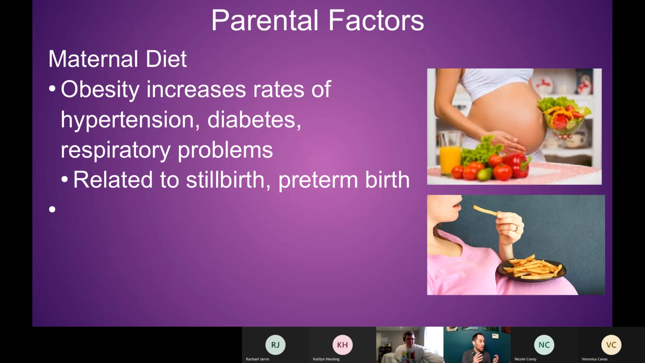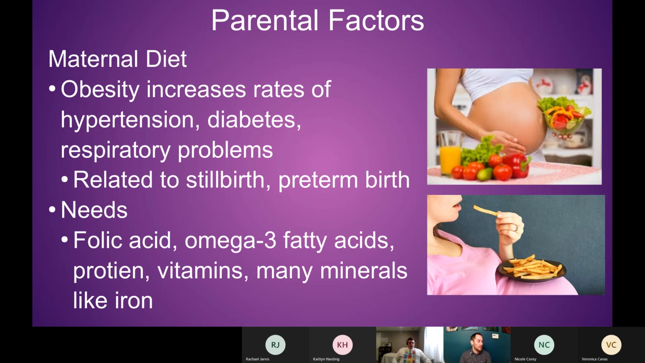So things like having obesity increases rates of hypertension, diabetes, and respiratory problems, not just in the pregnant person, but also in the fetus as well. So fetuses need a lot of folic acid, omega-3 fatty acids, proteins, vitamins, and many minerals like iron that an adult human doesn't need in the same amount. So things like prenatal vitamins can help with that. Generally, eating healthy foods can help with that.